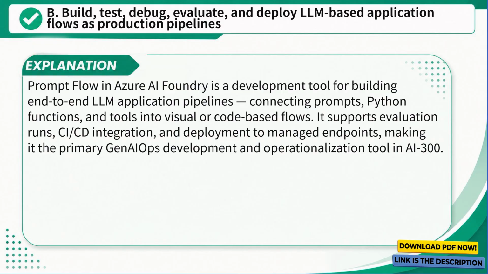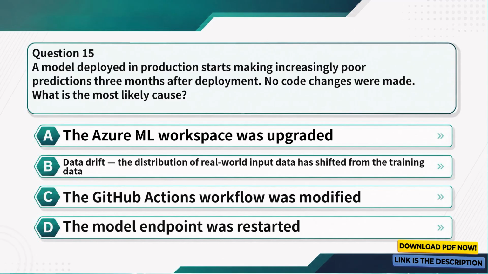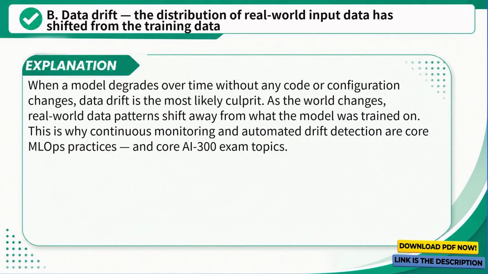Question 15. A model deployed in production starts making increasingly poor predictions 3 months after deployment. No code changes were made. What is the most likely cause? A. The Azure ML workspace was upgraded. B. Data drift. The distribution of real-world input data has shifted from the training data. C. The GitHub Actions workflow was modified. D. The model endpoint was restarted. Correct answer. B. Data drift. The distribution of real-world input data has shifted from the training data.